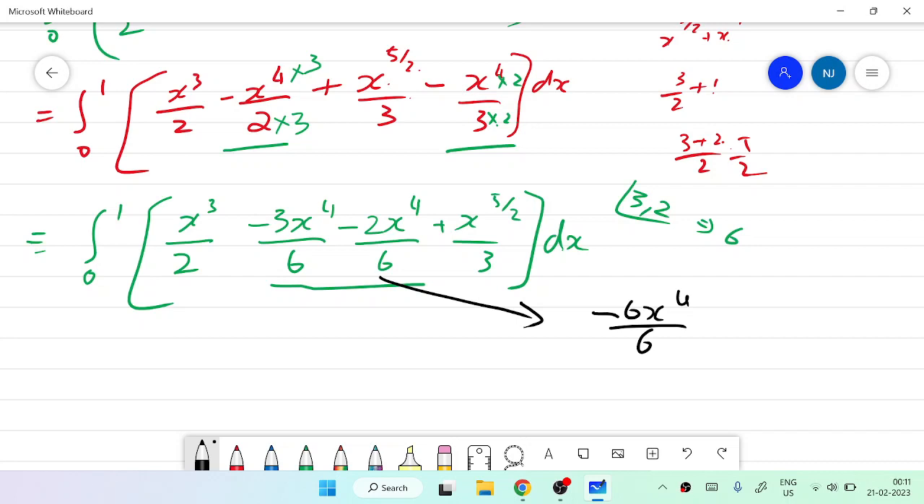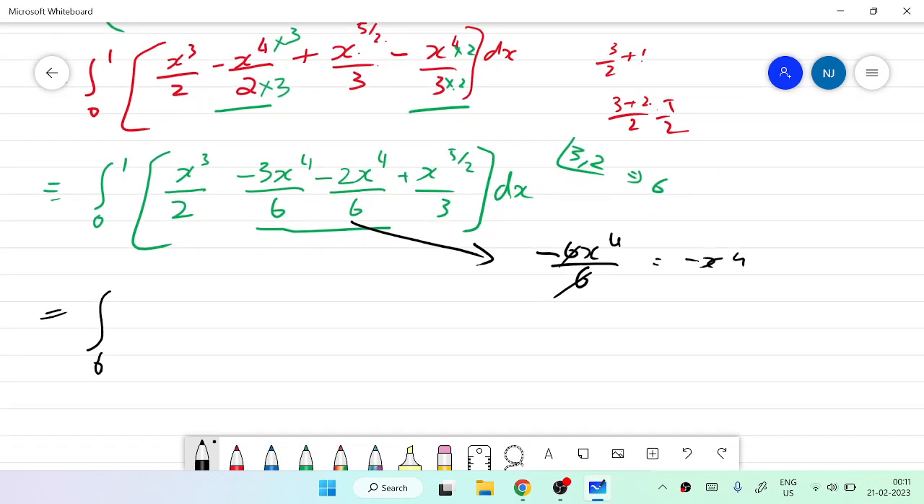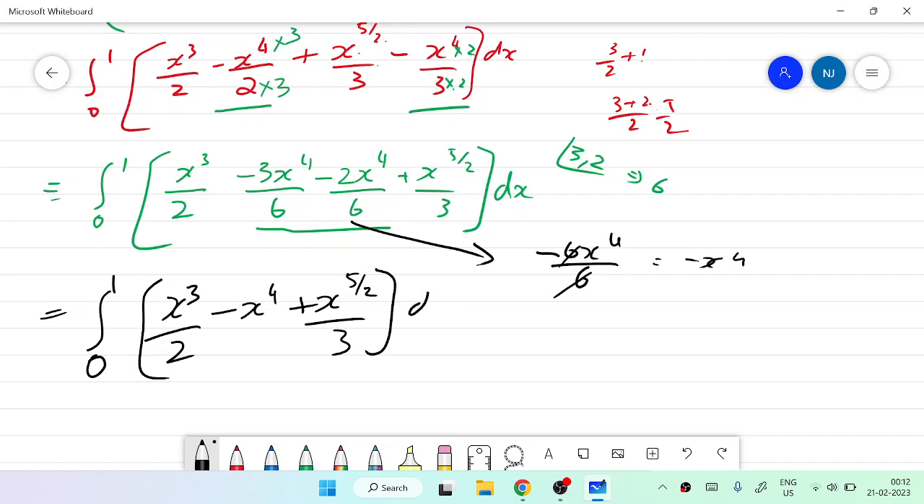Then this 2 will get cancelled. You'll be getting minus x power 4 alone, so I'm going to write it like that only. So it is the integral over 0 to 1 of x cube by 2 minus x power 4 plus x power 5 by 2 by 3 dx. Then we have to integrate it, right?